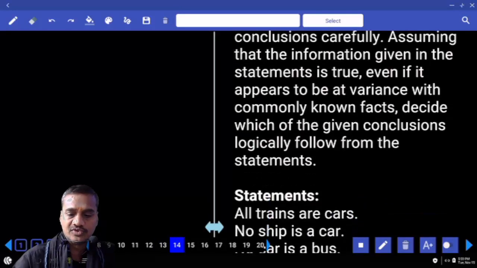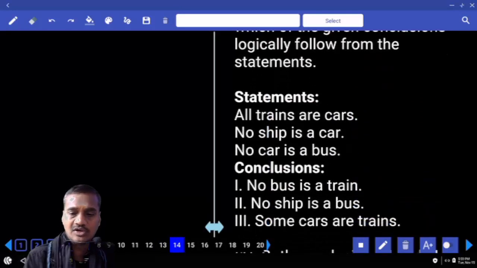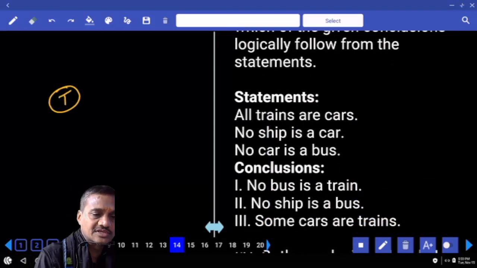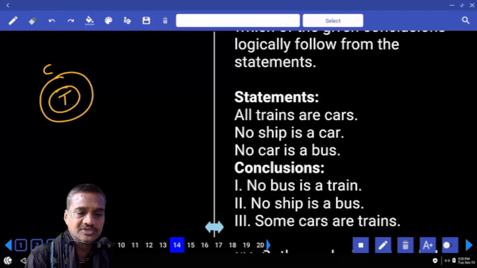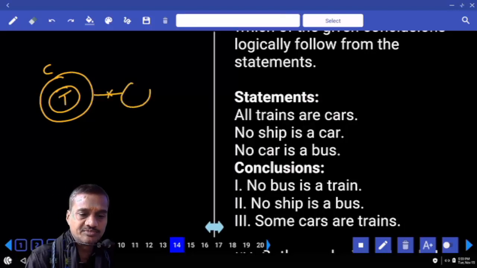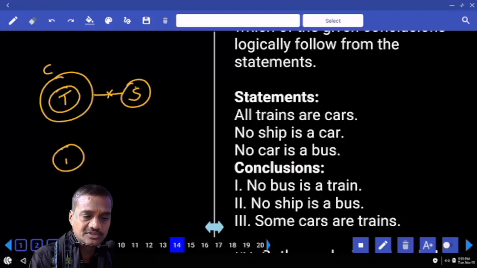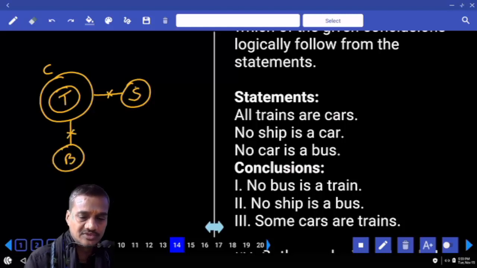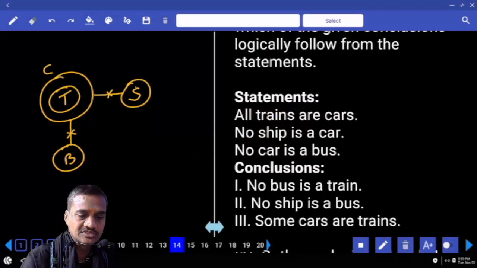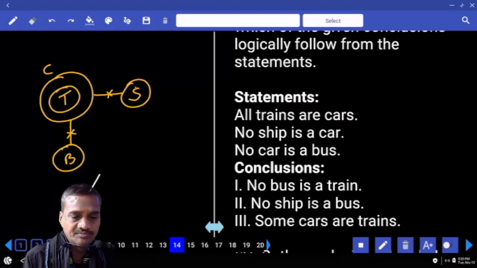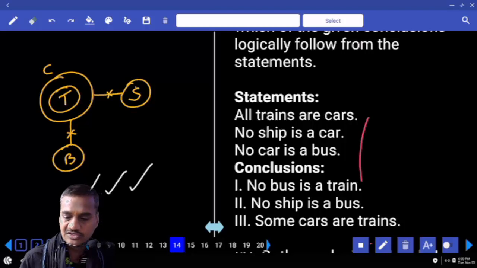Now in question number 14, all trains are cars. And no ship is a car, so no intersection between ship and car. And no car is a bus. Now, first one: no bus is train, true or false? Bus is here, train is here, that is definitely true. No ship is bus, that is also true. And some cars are trains, car is here, that is also true.